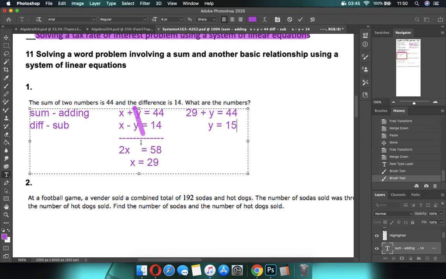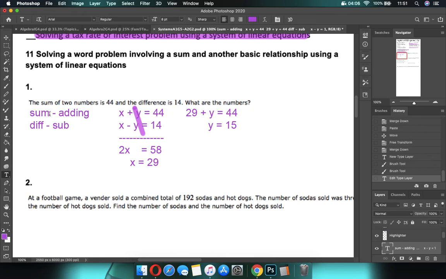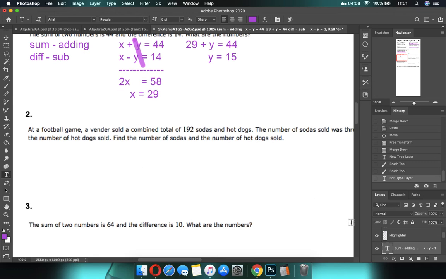And let's double check our work. 29 minus 15, is that 14? Yes, it is. 29 plus 15, is that 44? 30, 44. Yep, it's 44. So since it has worked in both instances, both equations, we just double checked, and in fact, this is the correct solution. So what other kind of words can we keep an eye out for then?